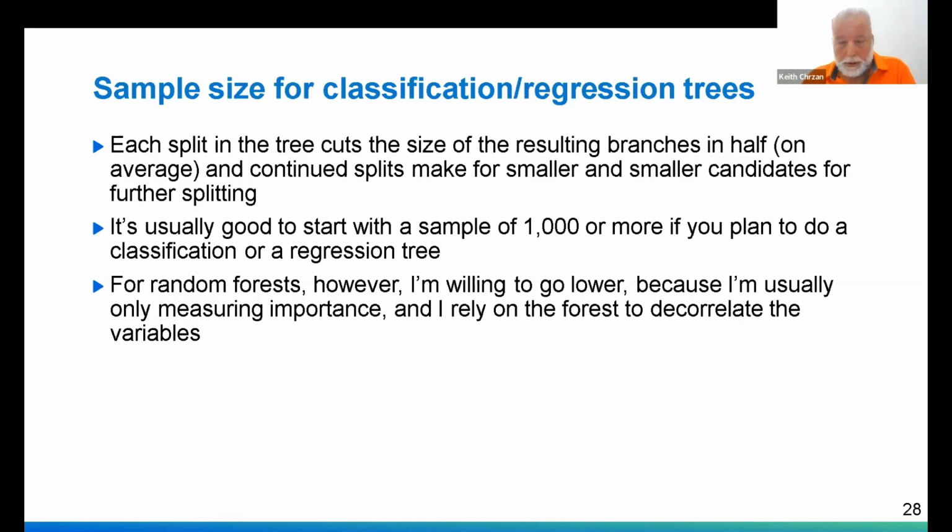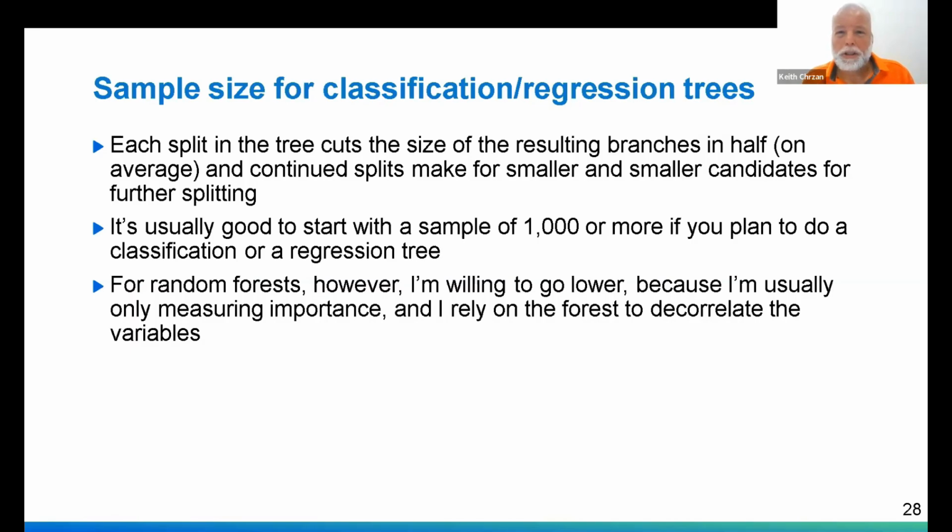And so you very quickly, if you want a very rich tree at all, you want to have enough sample that allows it to split enough times. If you start off with a small sample, you're going to end up with a nasty little shrub that doesn't look very healthy, and your client's not going to be very impressed with the tree that you build. So I think it's usually good to start off with a sample size of 1,000 or more if you're going to run a classification tree or a regression tree.